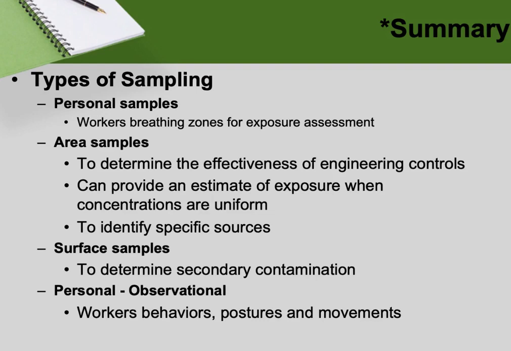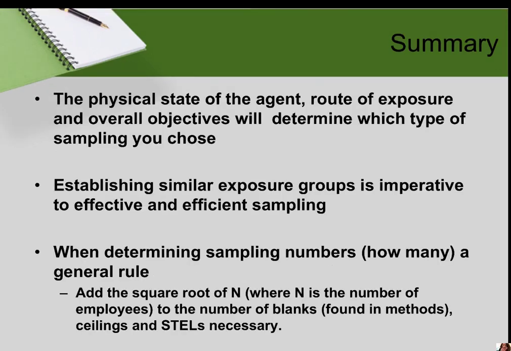This is our introduction to sampling. So what do we need to remember? Well, we have personal sampling and we have area sampling. Surface sampling is an area sample as well as a personal or observational method. We can do active sampling, actively drawing air through a pump, versus passive sampling, air being wafted over a dosimeter. The physical agent, the state of it, and the route of exposure will definitely help us determine our sampling protocol, when, how many people, which method we'll use.